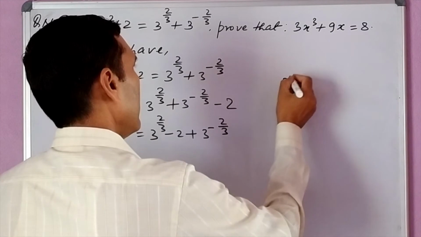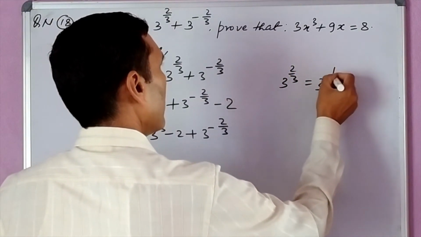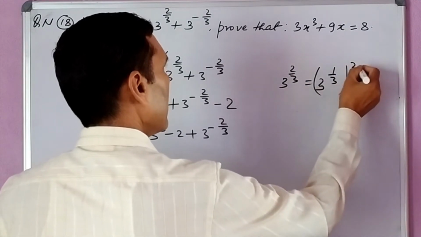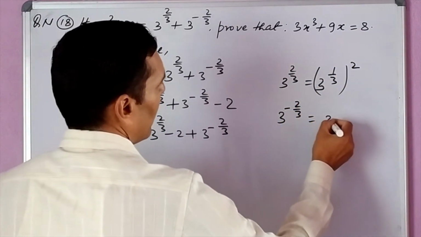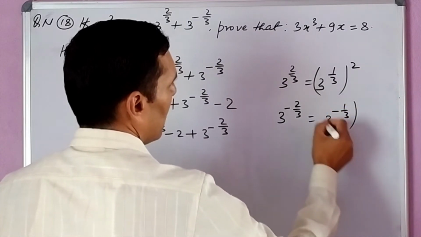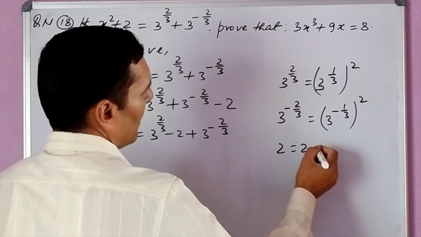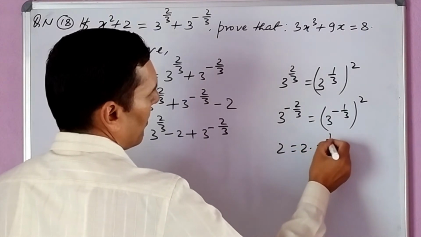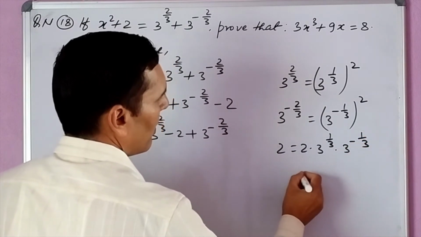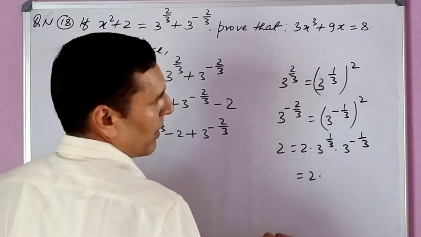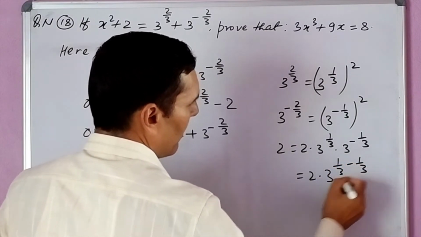Because this 3 to the power 2 by 3 can be written as (3 to the power 1 by 3) whole square. Similarly 3 to the power minus 2 by 3 is (3 to the power minus 1 by 3) whole square. And this 2 can be written as 2 into 3 to the power 1 by 3 into 3 to the power minus 1 by 3. Because they are on the same base, powers are added together, 3 to the power 1 by 3 minus 1 by 3.